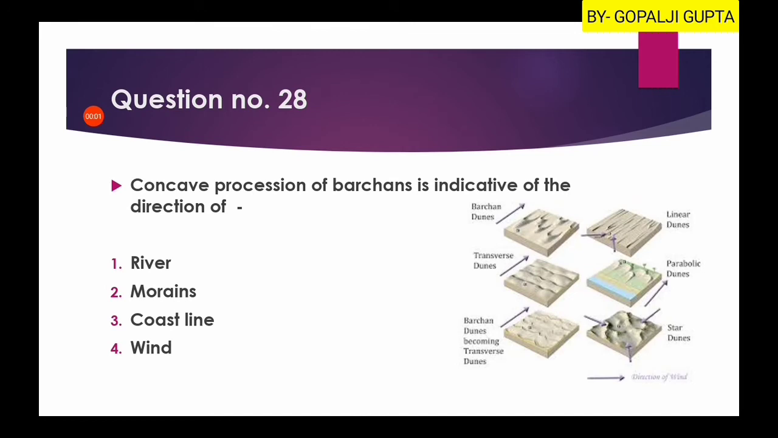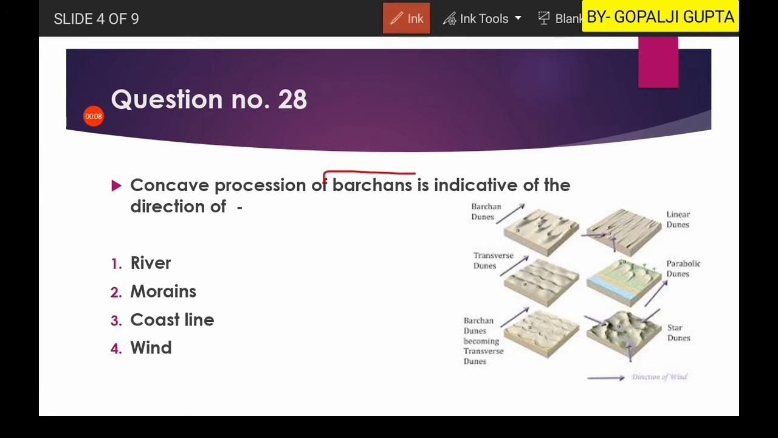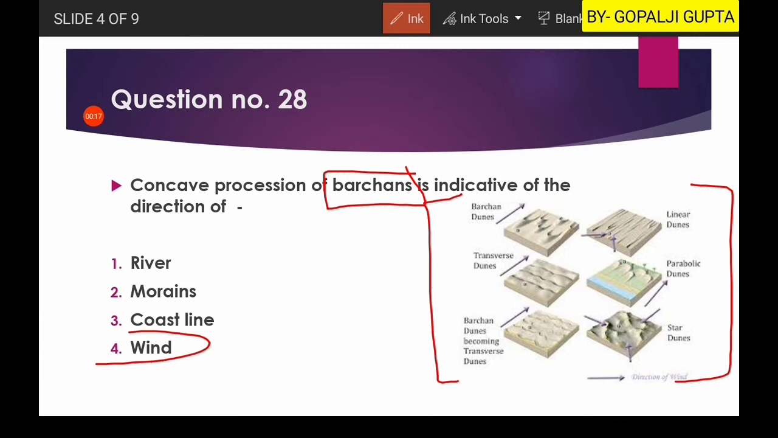So next question is, concave procession of barchans is indicative of the direction of. As you know, barchans is a type of dune, and as we have already discussed these types of dunes in our previous MCQs, it is related to the wind. There are several types of dunes which denote the direction of wind. As far as the barchans are concerned, they are something like this, and this is the concave side.